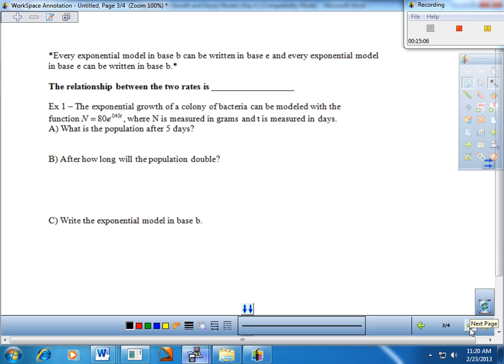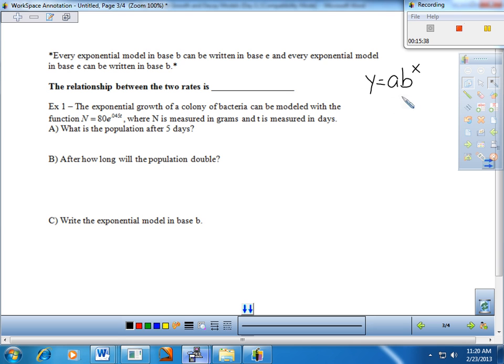So I think I alluded to this. Every exponential model in base B can be written in base E, and every exponential model in base E can be written in base B. Two different ways to represent mathematical phenomena that increase or decrease exponentially. Now, there's a relationship between the two, and that's what we'll quickly explore and then do our two problems for the day. So this is the one I do most of my application work around.